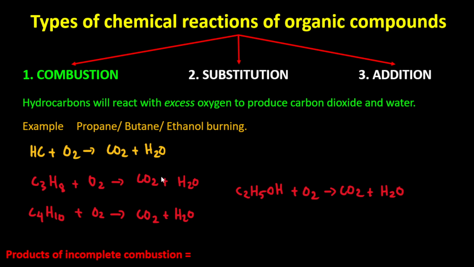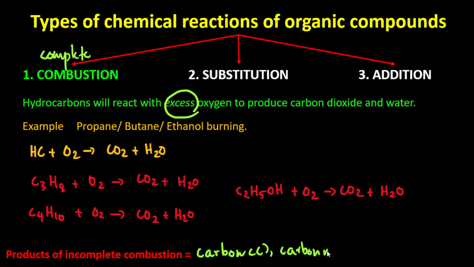Okay, so whenever something reacts with oxygen and produces carbon dioxide and water, we call it a combustion reaction. And this is only true because of the word excess, meaning that these are all complete combustion. What happens when you have an incomplete combustion? When you have an incomplete combustion, your products would be either carbon or carbon monoxide, CO, which is actually very, very toxic to human beings and nature.